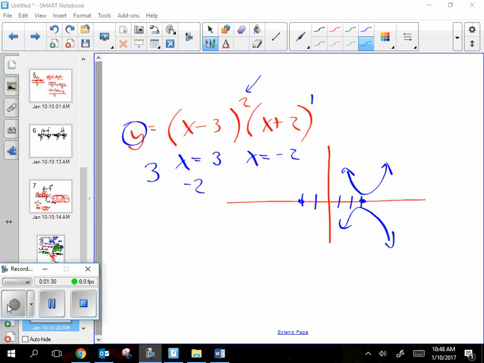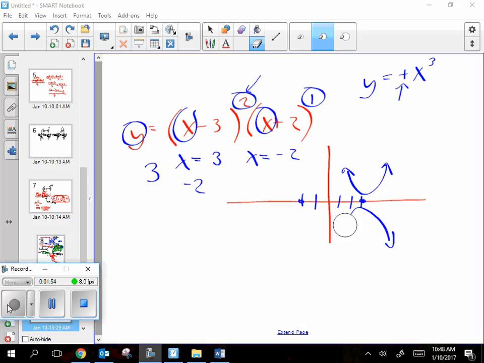So then I really need to know what's the lead coefficient. Well, if I take this and I square it, and this and I put it to the first, and I multiply them together, it's a positive x to the third. Why does that positive matter so much? Because if that lead number is negative, it's going down on the right. If it's positive like this one, it's going up on the right. So now I do know it's bouncing right there and going up on the right.